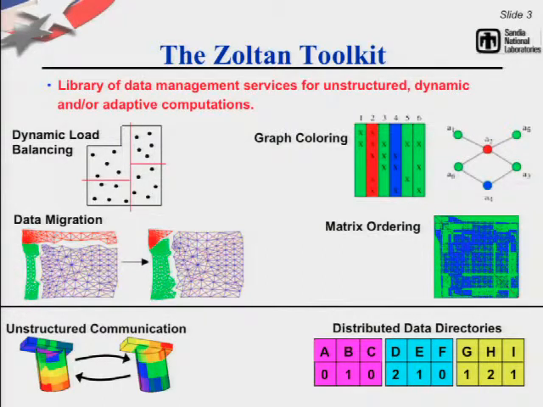Okay, so the Zoltan Toolkit, what does it do? A very broad definition of what Zoltan does is it's a library of data management services for unstructured, dynamic, and adaptive computations. Of course, that is a very broad title. More specifically, there are certain capabilities that are common in scientific computing that are provided through Zoltan.